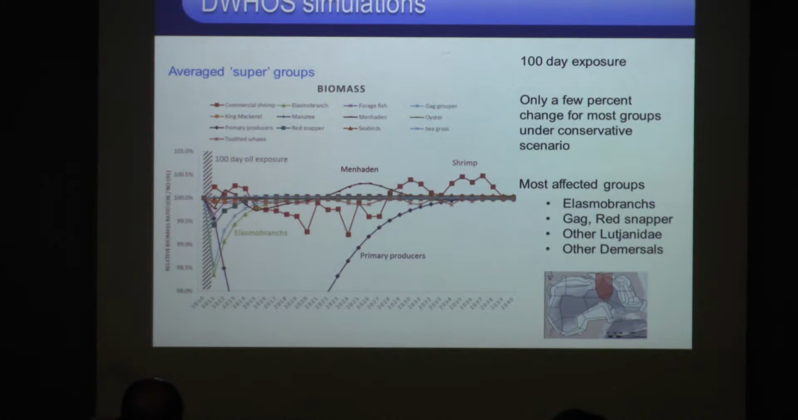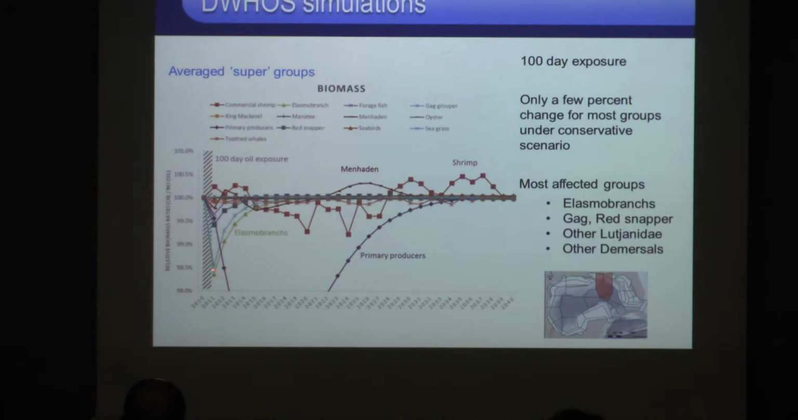Can you explain the ordinate to us? This is relative to a no oil scenario. So this is with... We're looking at 0.5%. So what are the error bars on that?